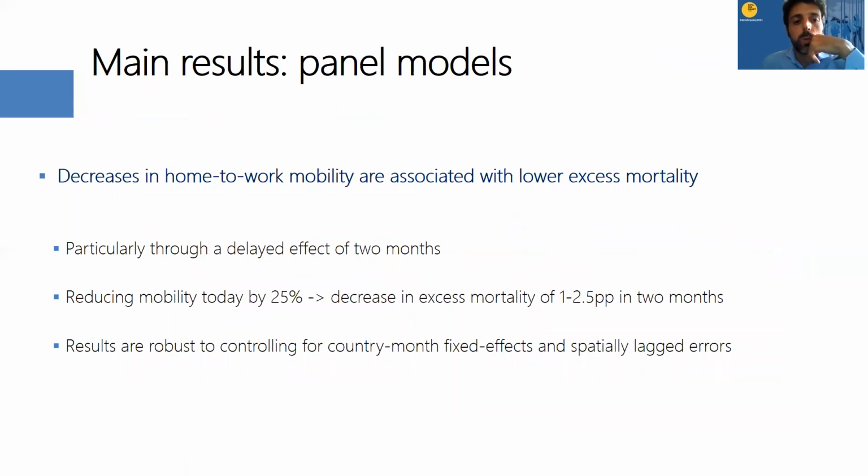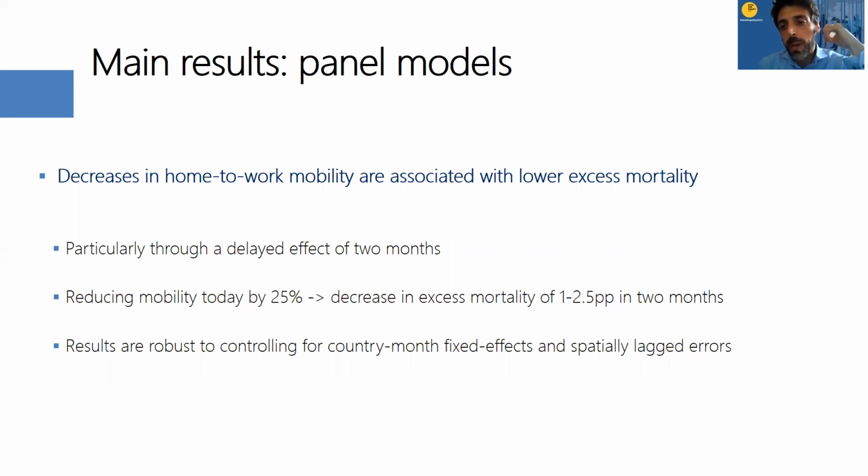So what are the results of this panel model? The main message is that decreases in home-to-work mobility are associated with lower excess mortality, with a delay. There is a delay effect of about 2 months.